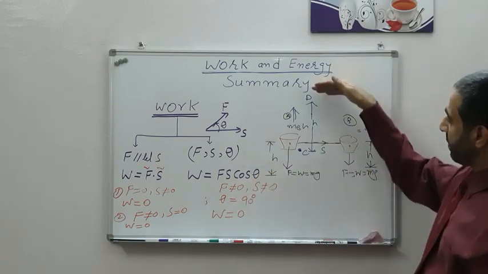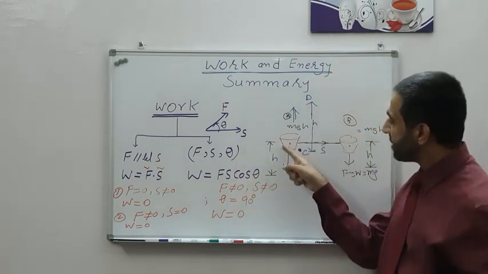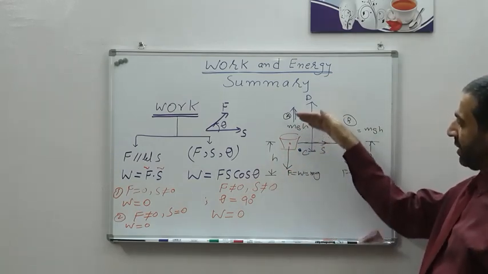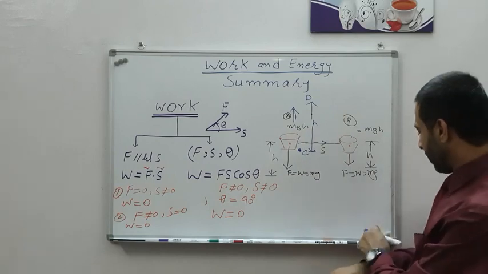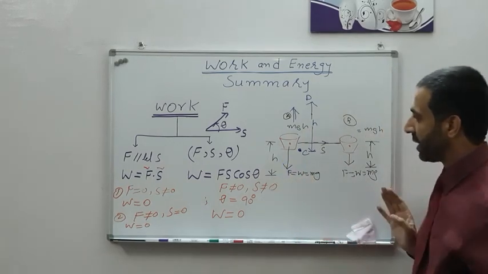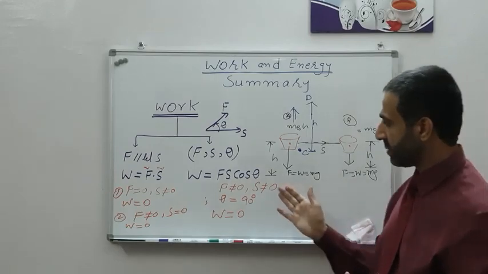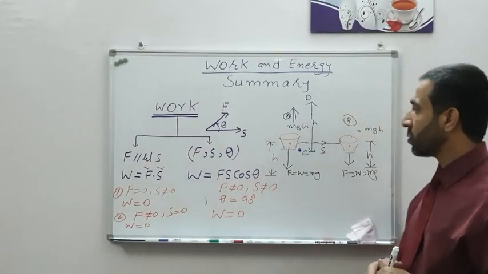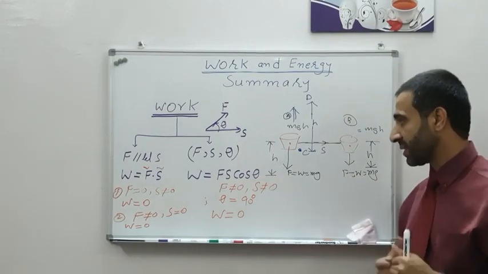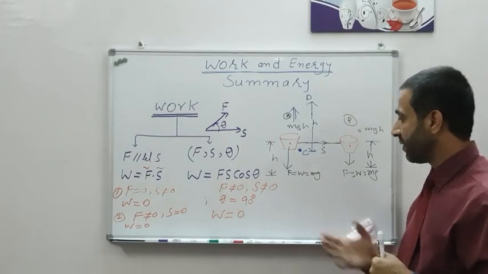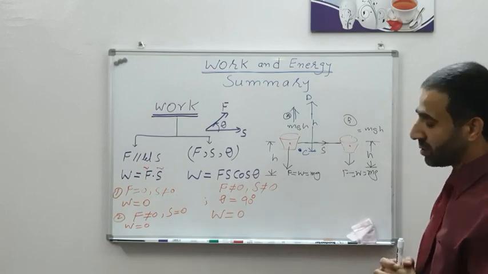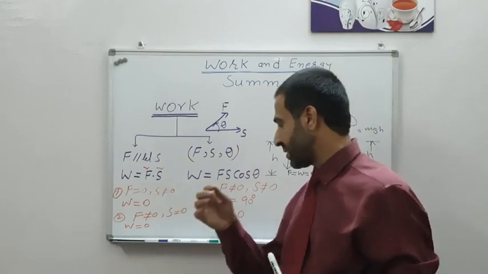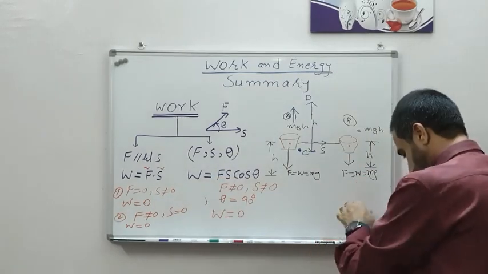Also, when the bucket falls from this height h back to the ground, gravity does work. Why? Because the displacement is in the downward direction and the force is also in the downward direction. Now negative work is beyond the scope of your course, so we will discuss it in higher classes, although gravity can also do negative work. So that is all about work done: work is done when energy is converted from one form into another.